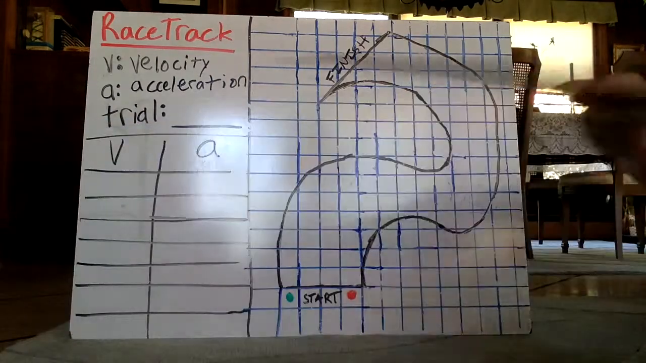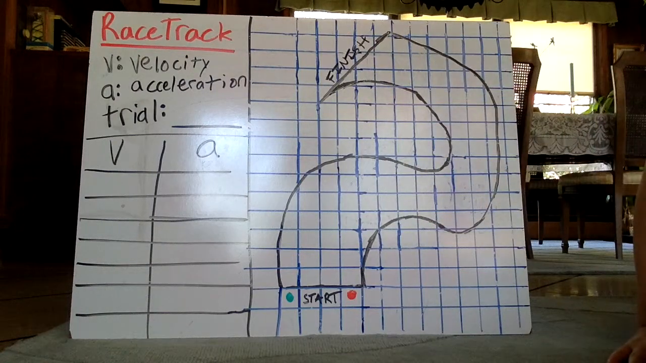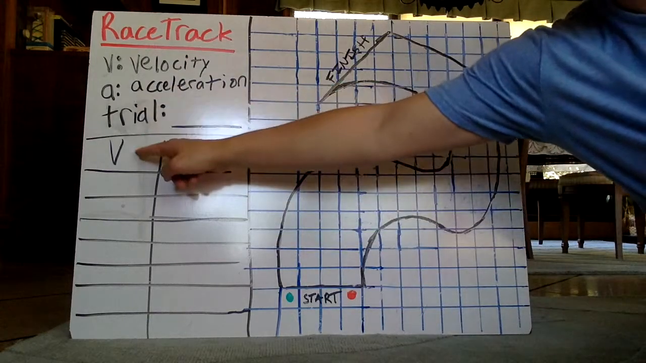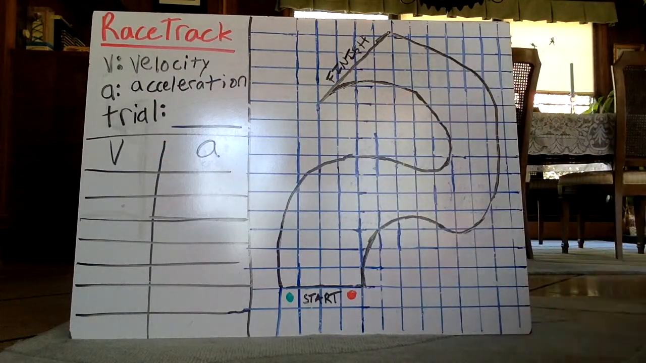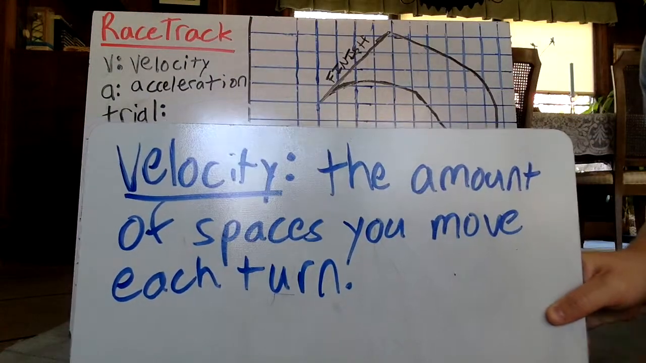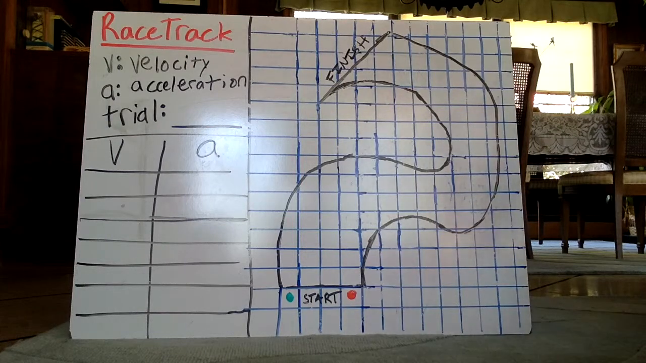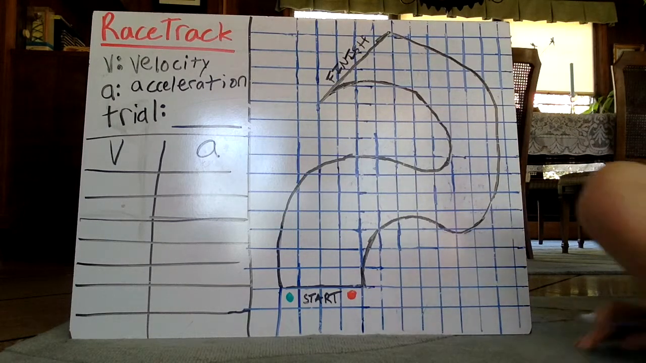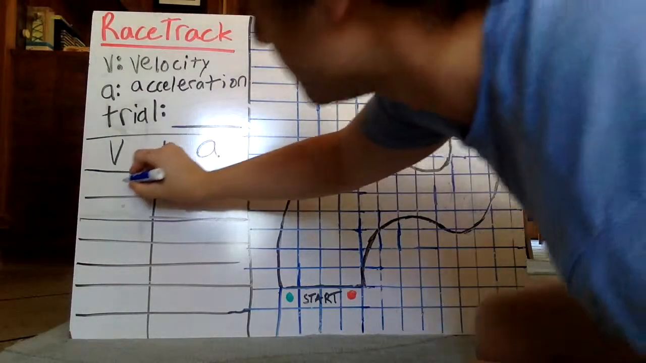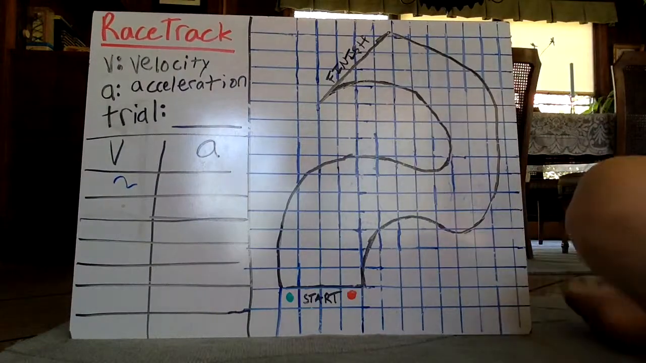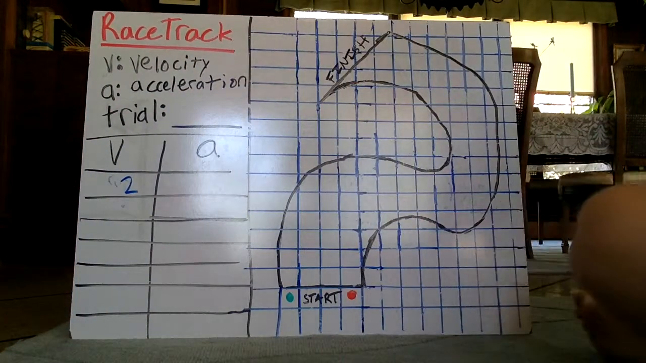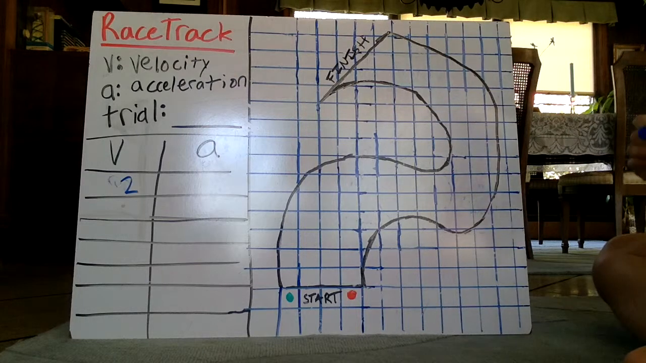In Racetrack, we have spaces, indicated between these blue lines, and you will have a grid of paper which will demarcate the spaces for you. Whatever your velocity is, that's V, that's how many spaces you move each turn. In our first trial, our velocity is going to be 2. Velocity 2. So that's how many spaces you get to move each turn. You get to move 2 spaces, and then your partner will take his turn and move 2 spaces.